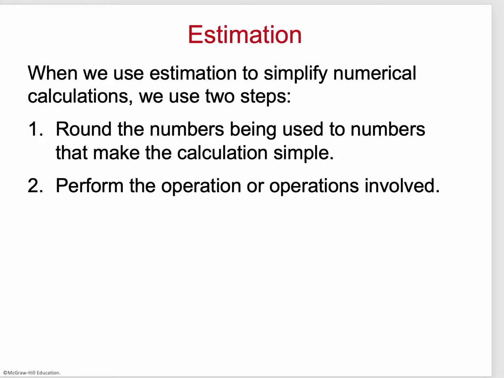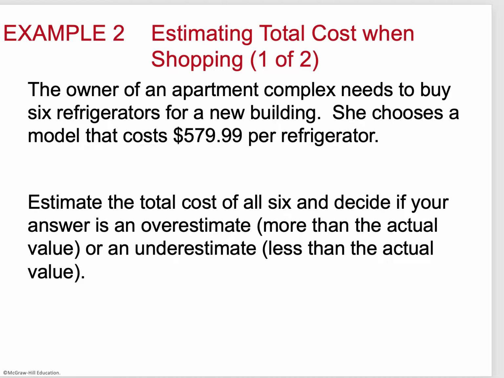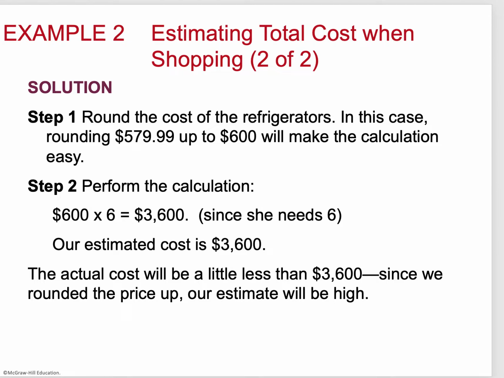So I want to round the numbers, and then I want to perform an operation. That's the difference between estimating and just plain old rounding. So if I have this example and I've got 6 new refrigerators, I choose a model that's $579.99. They want me to estimate the total cost of all 6 and then decide if it's an overestimate or an underestimate. So the way I would do this is I would say, well, 579 is close to 600. Notice that I'm rounding up. That's going to be important.